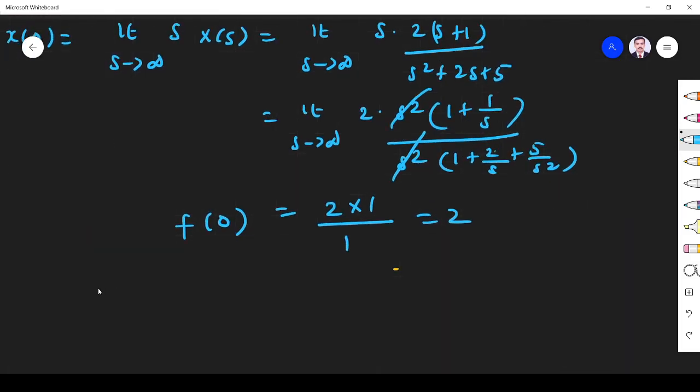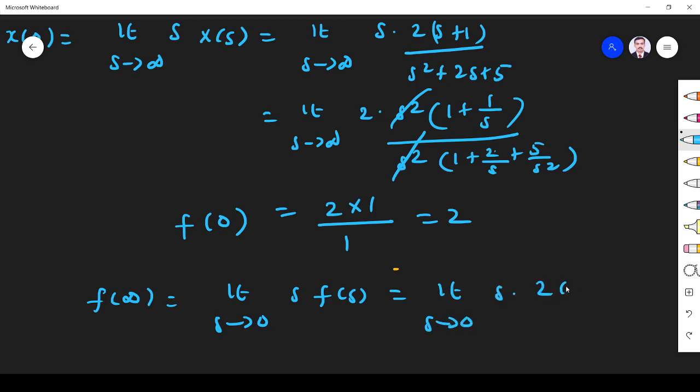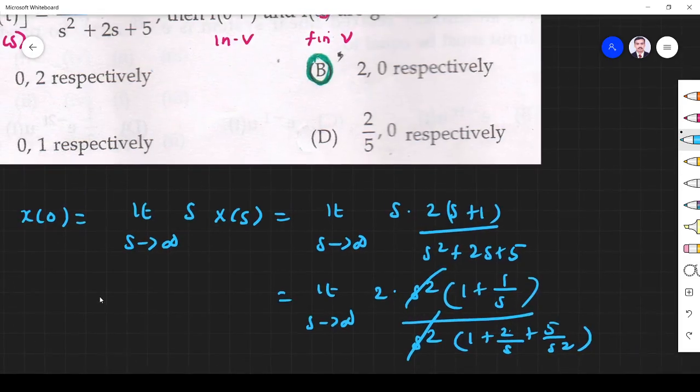What about the final value theorem? Final value f of infinity is limit s tends to 0, s into F of s. So limit s tends to 0, F of s is 2 into s plus 1 divided by s square plus 2s plus 5. When you substitute s is 0, surely it will become 0. So the final value f of infinity is 0. So initial value is 2, final value is 0.